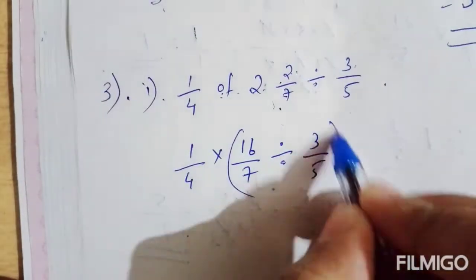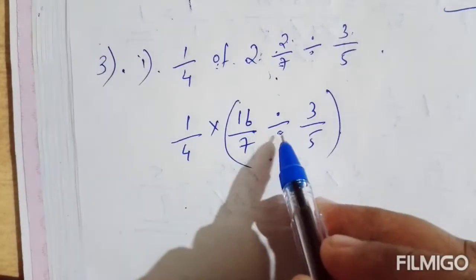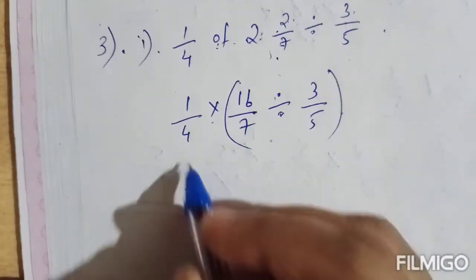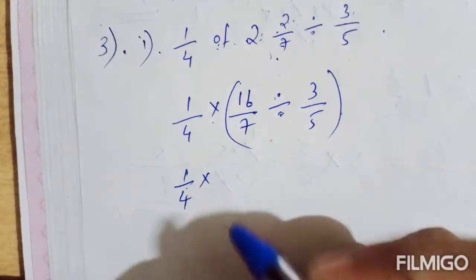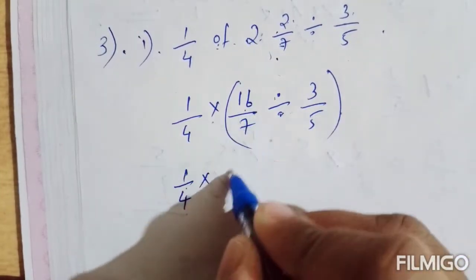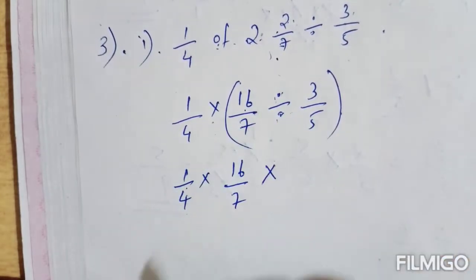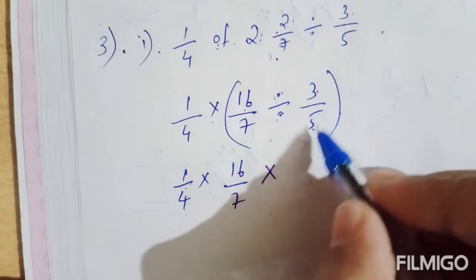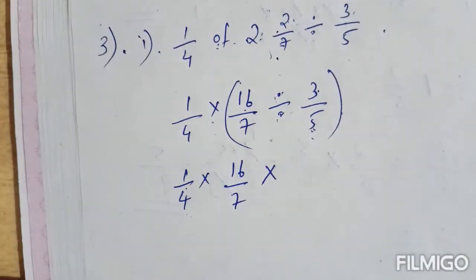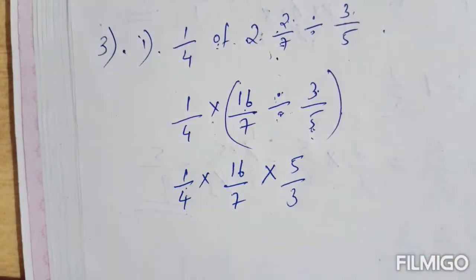So first doing division. BODMAS: first you have to do division, then multiplication. So 1/4 into 16/7 divided by 3/5. 16/7 you can write as it is. Division sign, change that to multiplication sign. Take the reciprocal of the divisor, that is 3/5, it will be 5/3.